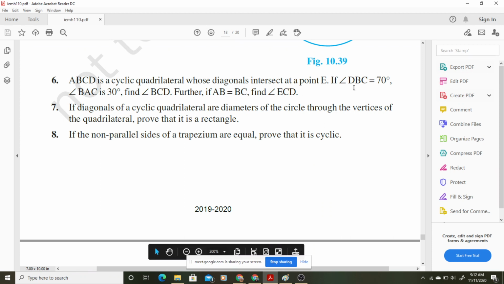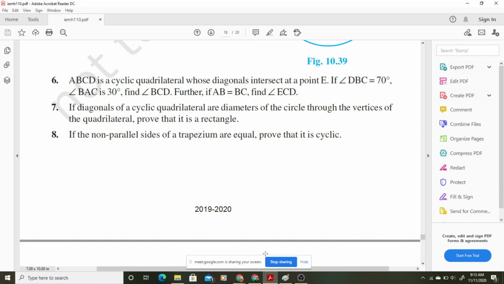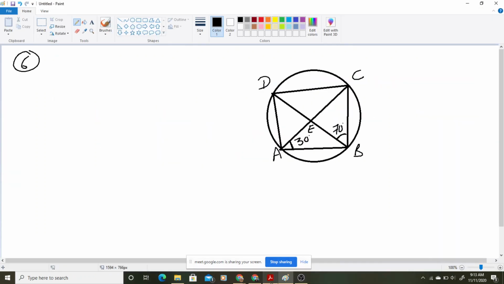Then if angle DBC is 70 and angle BAC is 30, DBC 70, BAC 30. So angle DBC, it is 70, and angle BAC, this one, it is 30. So now what we have to find? Find angle BCD. First we have to find out BCD.